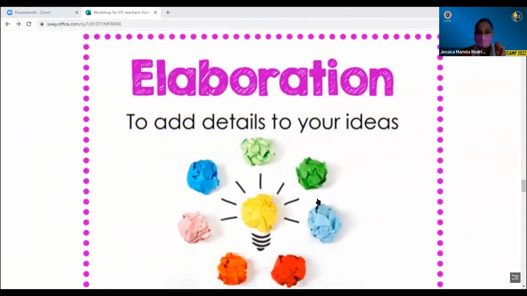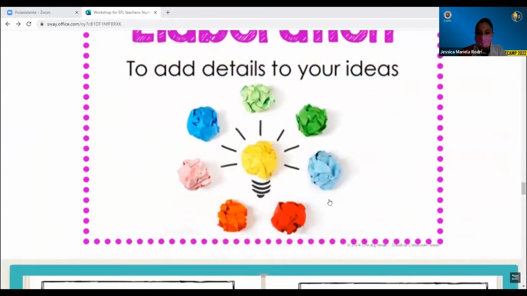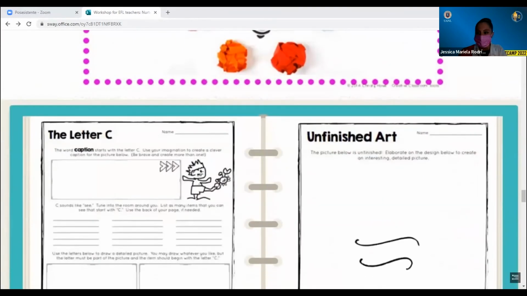The last one is elaboration. And this is the ability to enhance ideas by providing information and more details. Elaboration can be, if you have a basic idea, you can make it more complete, more interesting, and more exciting. And I'm going to show you the last 2 activities to work individually.